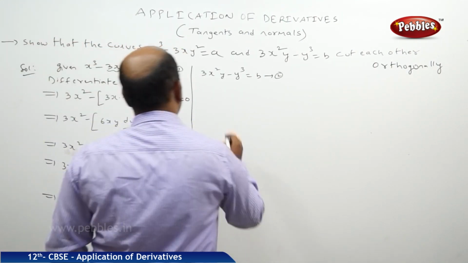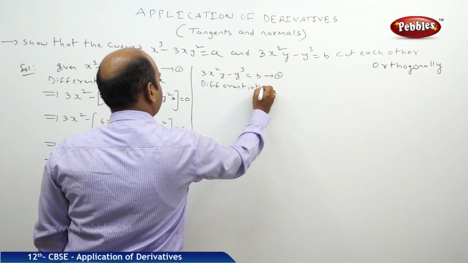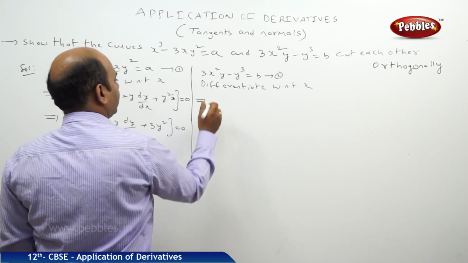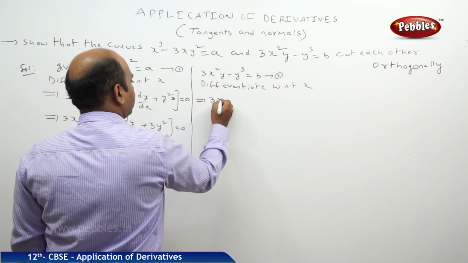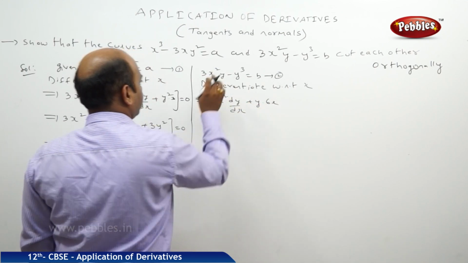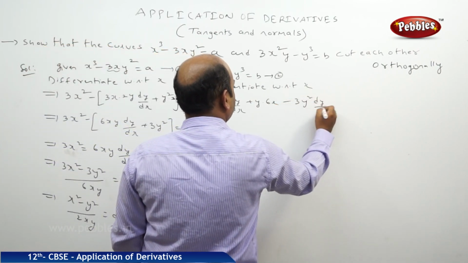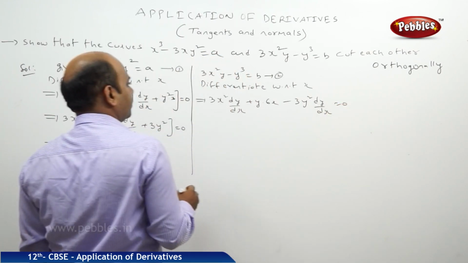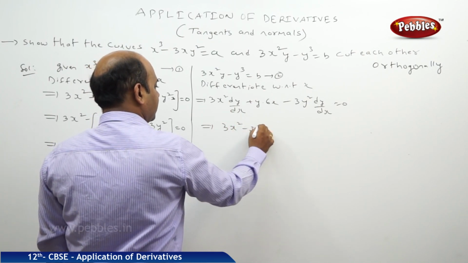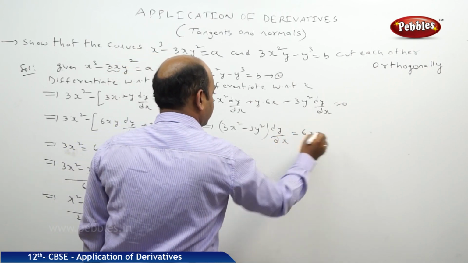Next, similarly for curve 2, differentiate with respect to x. 3x square y this time, so 3x square into dy by dx plus y into 6x, as the derivative of 3x square is 6x. And here y cube means 3y square dy by dx is equal to 0. So finally 3x square minus 3y square into dy by dx is equal to 6xy.